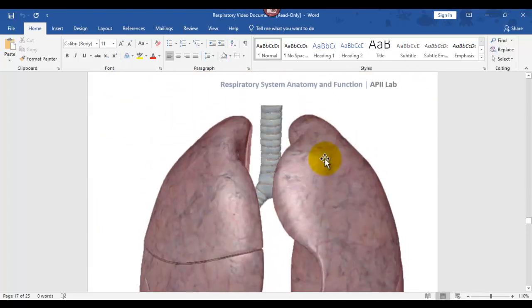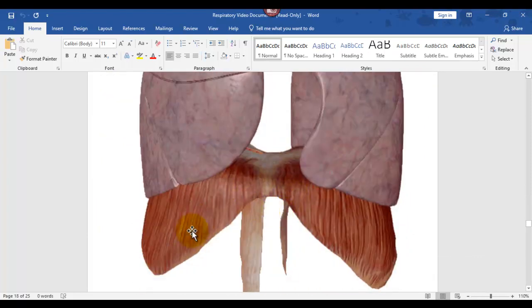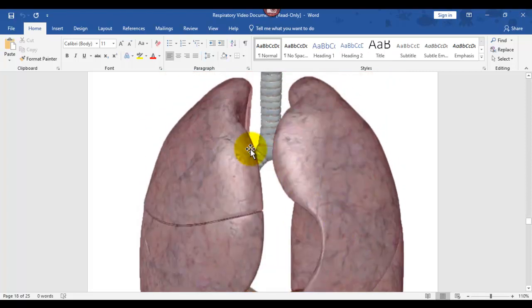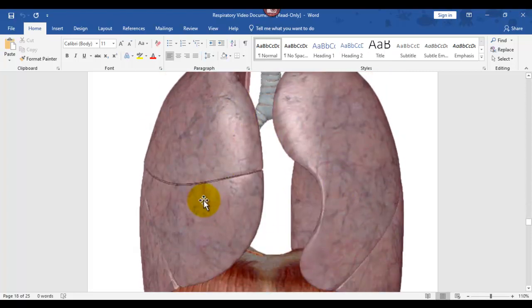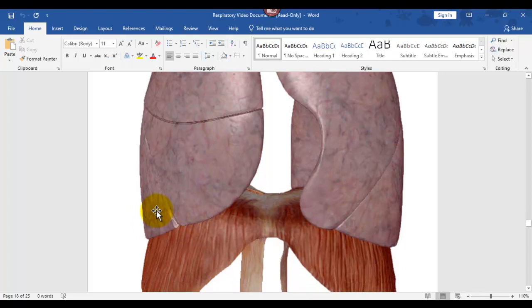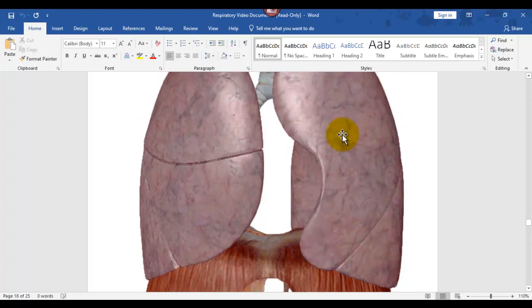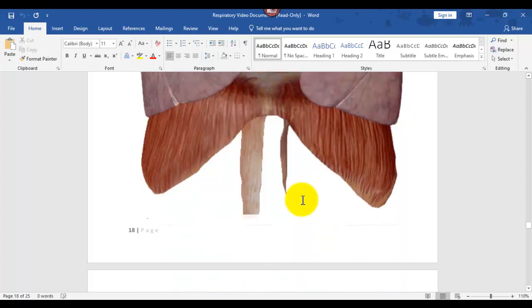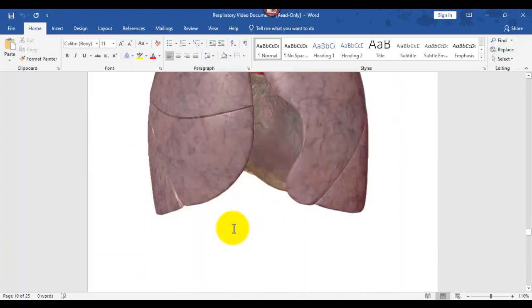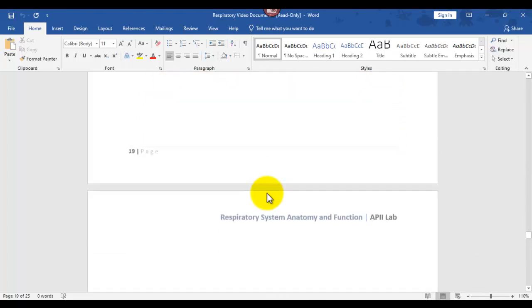This is also Visible Body. See the trachea? You can definitely see the diaphragm here. And then here's the right superior, the right middle, the right inferior. You can see there, this is the right oblique fissure. This is the right horizontal fissure. That's probably the best one. This is the left oblique fissure, left inferior lobe, left superior lobe. And that's the cardiac notch where the heart would sit. And this is simply with the diaphragm gone.